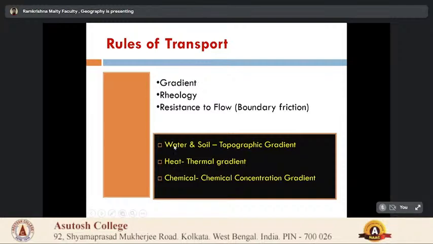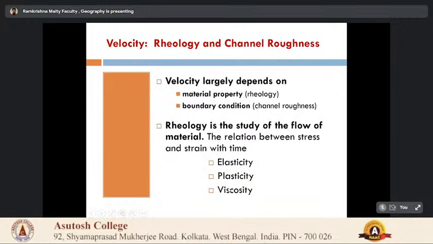If we take the example of transport, water and soil move through the topographic gradient, whereas heat moves through the thermal gradient. You know the thermal gradient. In the Earth's interior, the thermal gradient is the major cause for all kinds of geotectonic activities. And chemicals, that is salinity or other chemical concentration, move according to the chemical concentration gradient. Where the concentration is high, the material moves from that place to the place of less concentration. Okay.